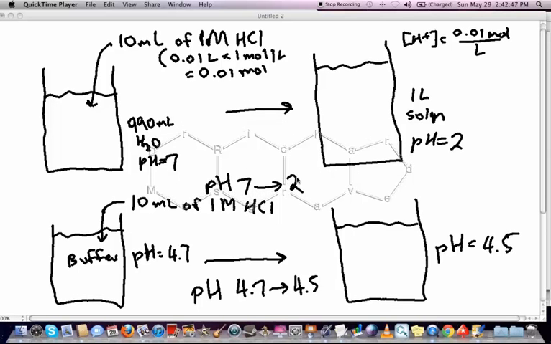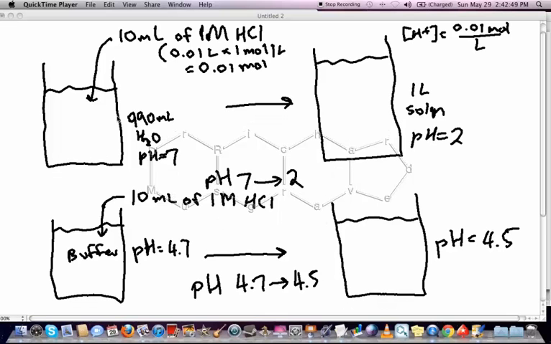That's 5 pH units. Now if I replace this water with a buffer solution, a buffer is a solution of a weak acid and its conjugate base, and I'm going to add 10 mils of 1 molar HCl. The pH of the buffer might be 4.7. After I add this, the pH might only go down to 4.5. The reason it's going to go down a little bit is because we're adding acid, which is going to decrease the pH. But because we're using a buffer solution, the pH is going to decrease only slightly.